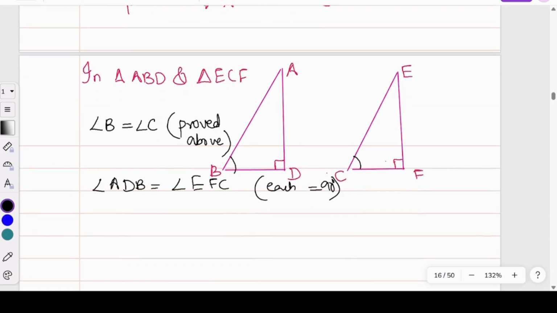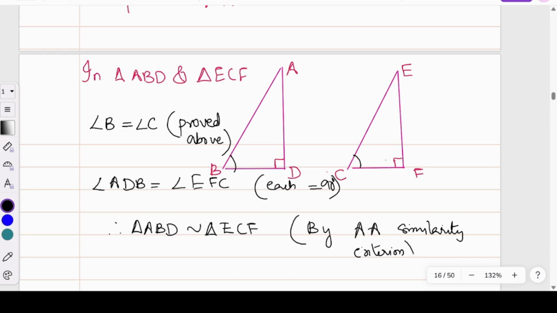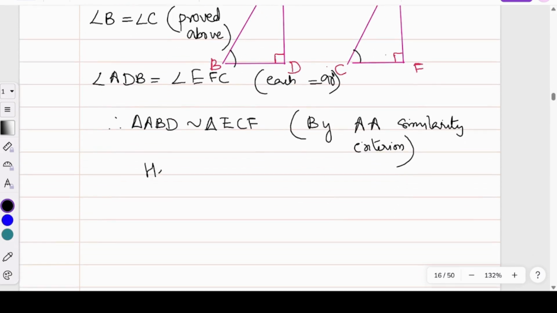Okay. Now, therefore, I can write what? Therefore, triangle ABD is similar to triangle ECF. By which criteria? By AA similarity criterion. Okay. Hence, we have proved this also. Okay. Hence, we can write hence proved. Clear?